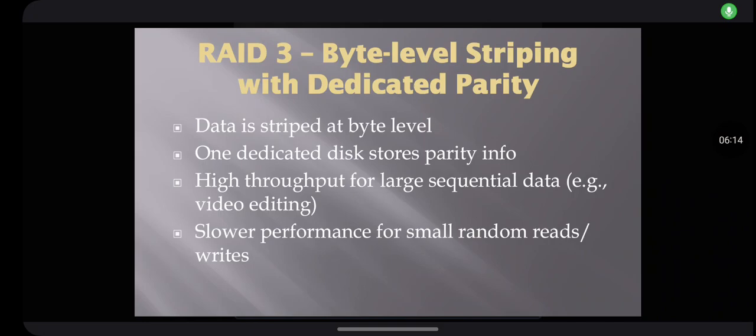And next, RAID 3. RAID 3 uses byte-level striping and stores all the parity on a dedicated disk. It is ideal for big and continuous data like video streaming. However, it's less efficient for small files, and the dedicated parity disk becomes a bottleneck.